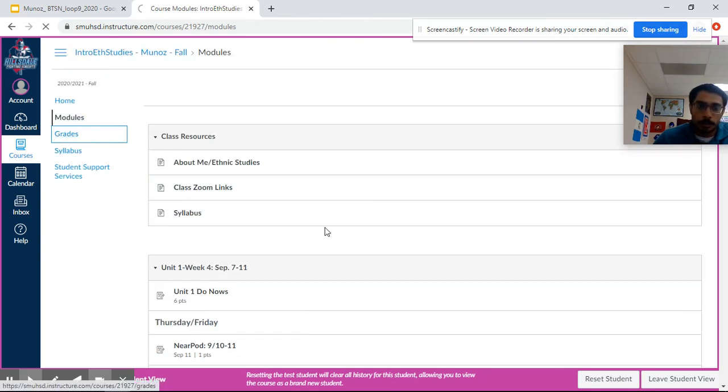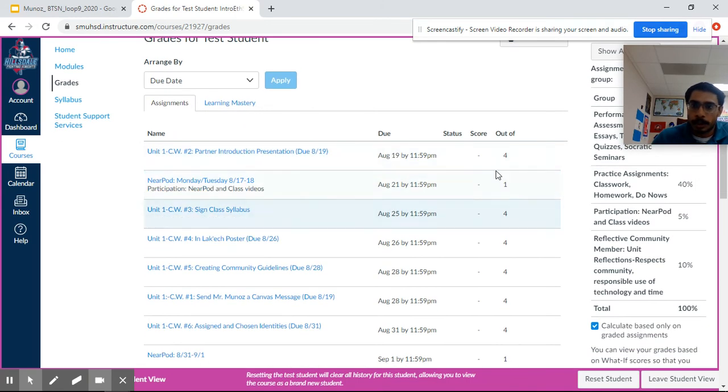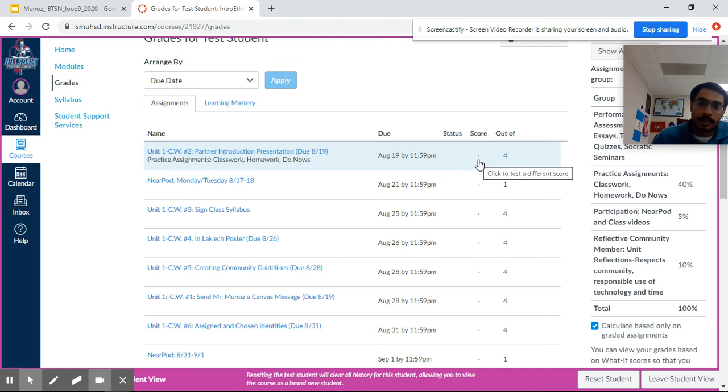For grades, that's where students can see scores. It'll tell you what it's out of if it's graded. If it's missing, it should have a missing or an M. If it has a score of 0, it means that it was not submitted or it was incomplete. It was graded as a 0, or it might just be a dash, which means that it hasn't been graded.